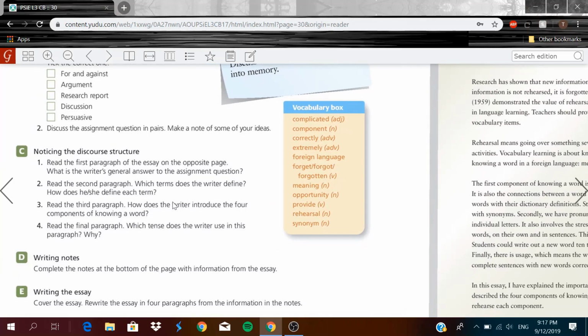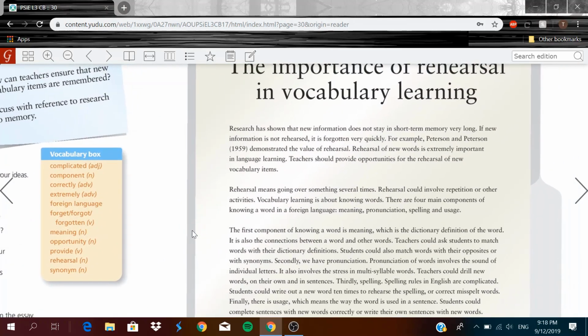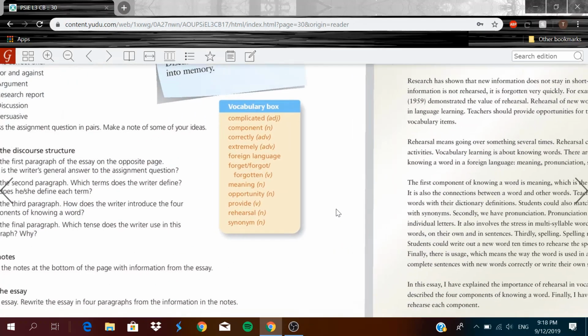And then we have number 2. Read the second paragraph. Which terms does the writer define? How does he/she define each term? So we'll probably say that the writer defines rehearsal and knowing a word. The writer uses "means" and "is about" to define each term. So again, one more time, the writer defines rehearsal and knowing a word, and uses "means" and "is about" to define each term. So that was number 2.